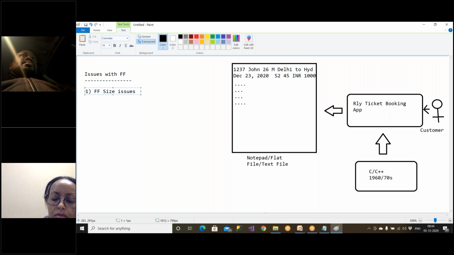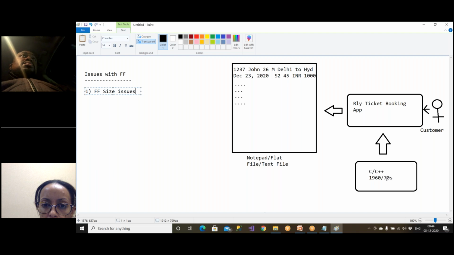It cannot accommodate. I'm talking about the 1960s and 70s. Today a flat file size could be 100 GB, 200 GB, right? But at that time we didn't have that much hardware. So people were talking about MBs of data or KBs of data. You cannot have a big file. You cannot have a big file storing 10,000 records or 20,000, 50,000 rows. It is very, very difficult.